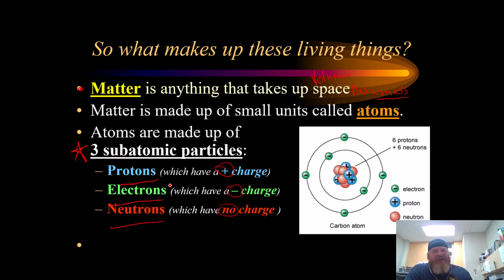So the way I think about this and the way I remember this is protons positive, both begin with P. Neutrons no charge are neutral. All right. And then the only one you have to outright remember is electrons with a negative.